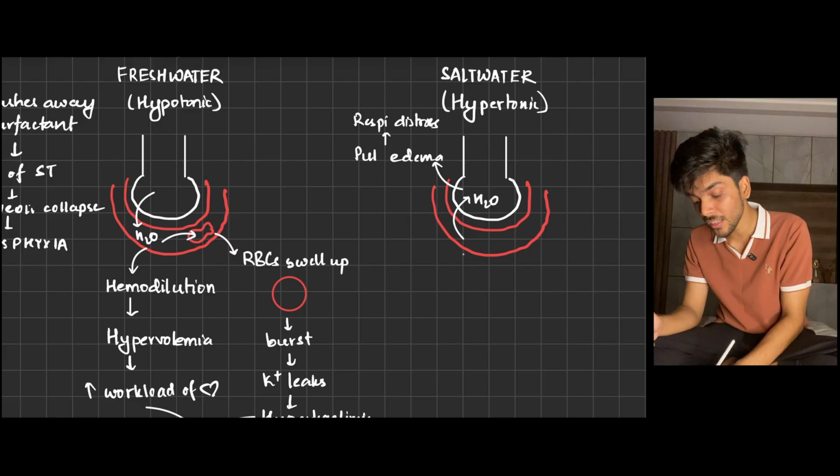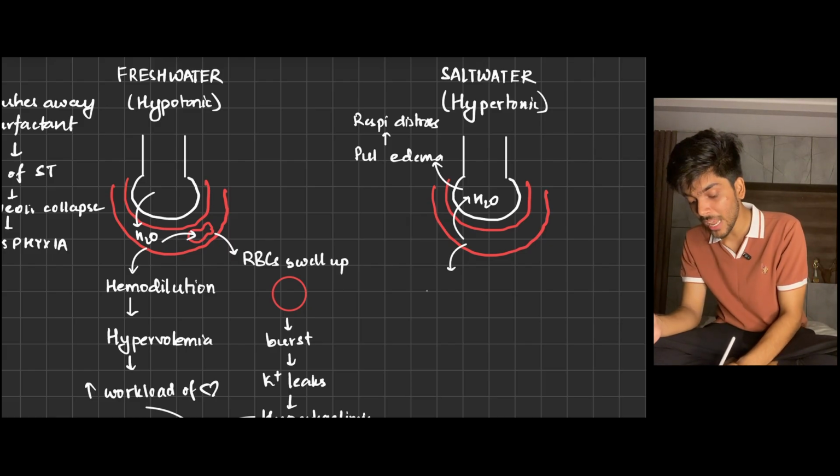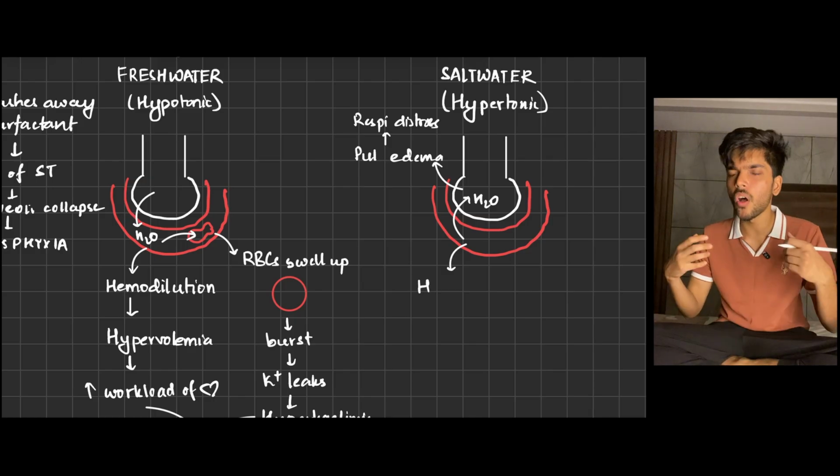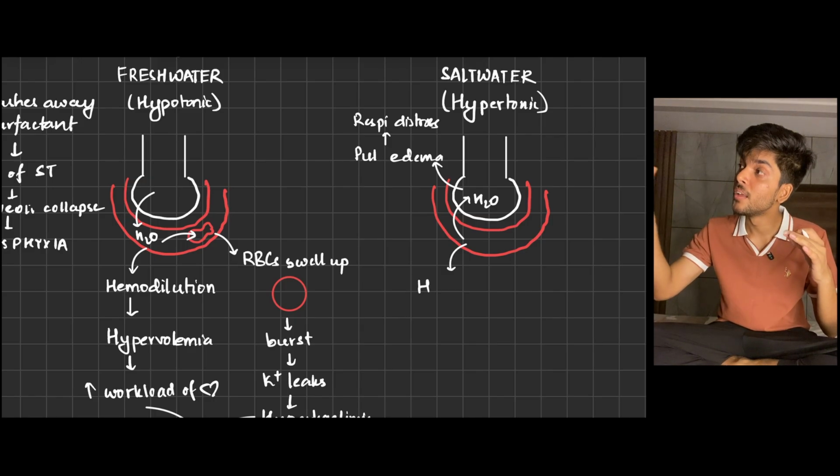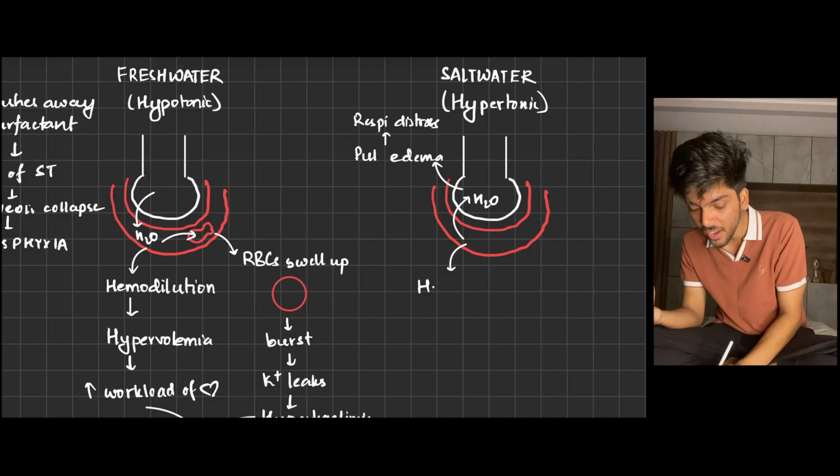What about inside the circulation? The circulation has become concentrated because all the water from inside the plasma has gone into the alveoli. So the plasma becomes concentrated, that is hemoconcentration.